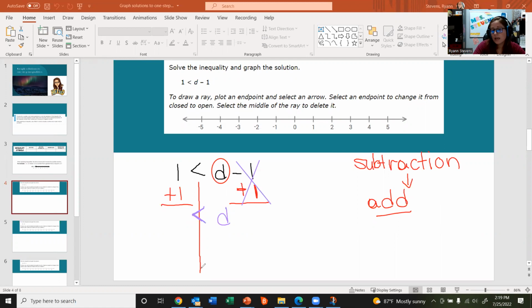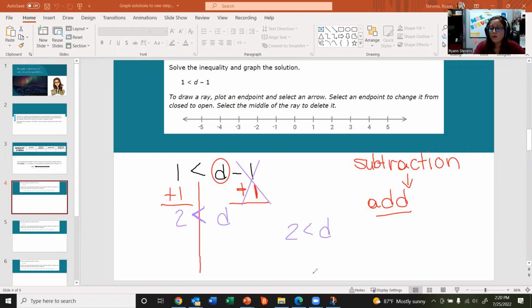Our inequality sign is going to stay because we're not multiplying or dividing. The only time you have to question if you have to flip the sign is if you are multiplying or dividing by a negative number. So in this case, since we have subtraction and addition, we would just leave the inequality sign as is. And then we would say 1 plus 1 is 2. So our answer could read d is less than, or I'm sorry, 2 is less than d.